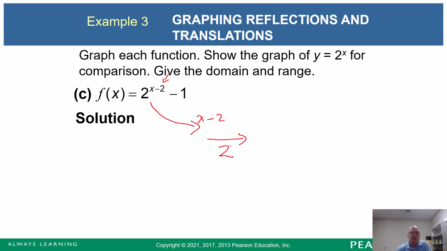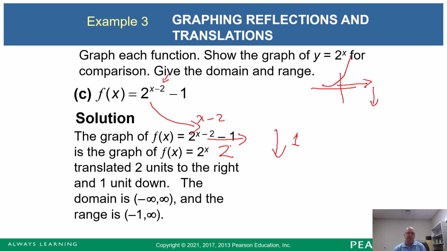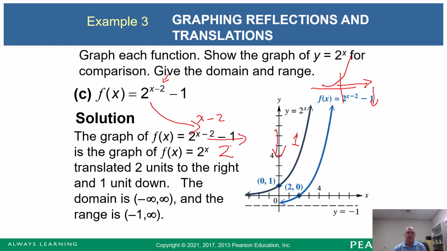And what's this going to do? Remember, that's vertical, so it's going to move it downward 1 unit. So you start with this function, 2 to the x. You're going to move it over 2, and you're going to move it down 1 before you stop. And there's a picture.